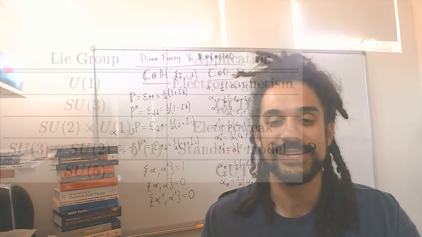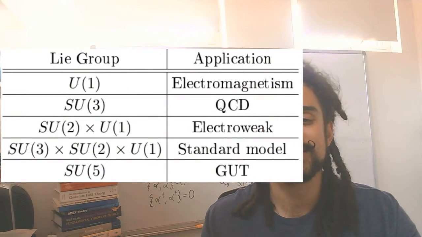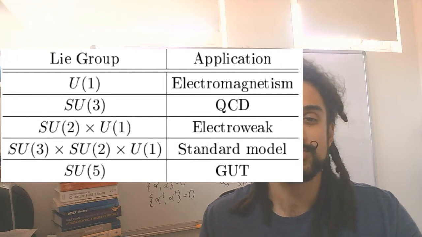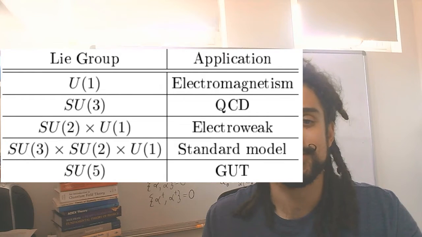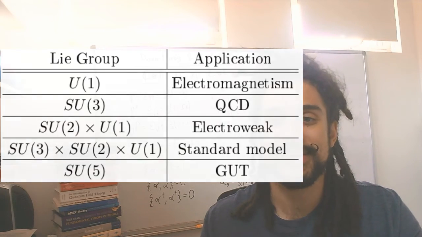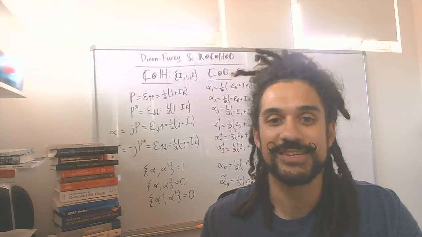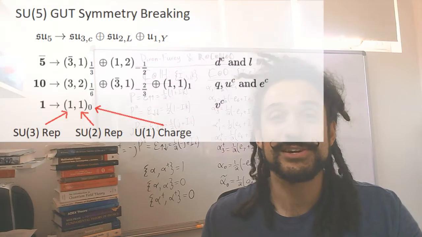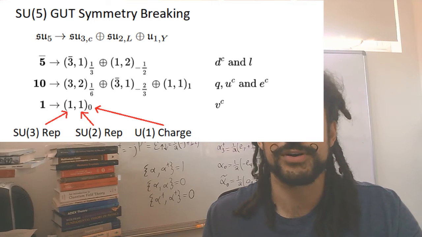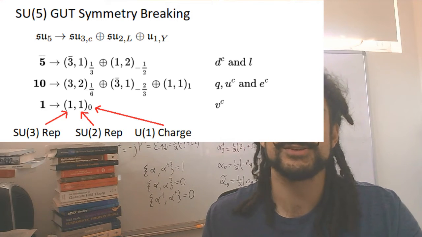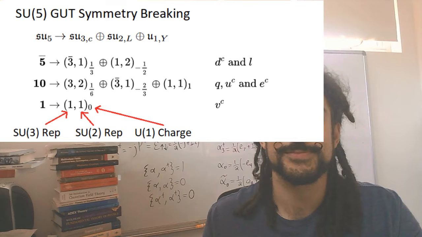Electromagnetism has U1 gauge symmetry, while the electroweak sector has SU2 cross U1 symmetry. The strong force has SU3 symmetry, which leads to the standard model with SU3 cross SU2 cross U1 symmetry. All of the particles in the standard model are identified as representations of this gauge group. Their force carrier bosons are related to the action of the Lie group on the matter particles, which are often found in the so-called fundamental representations.